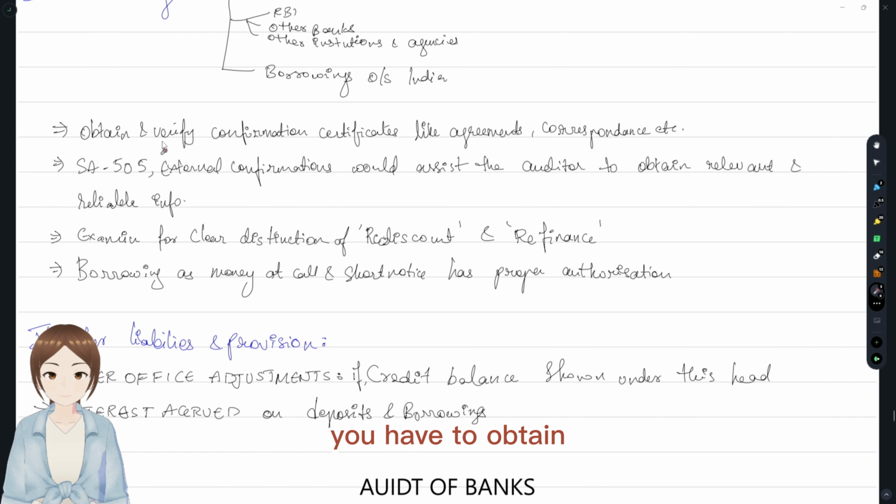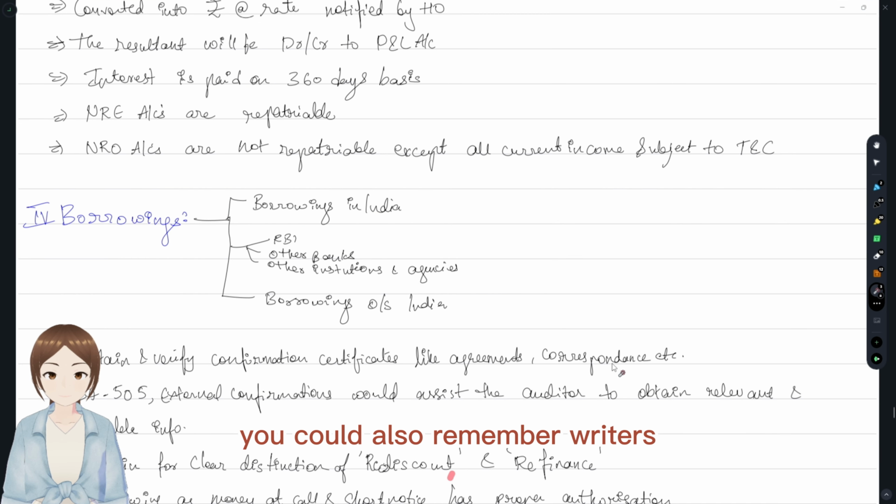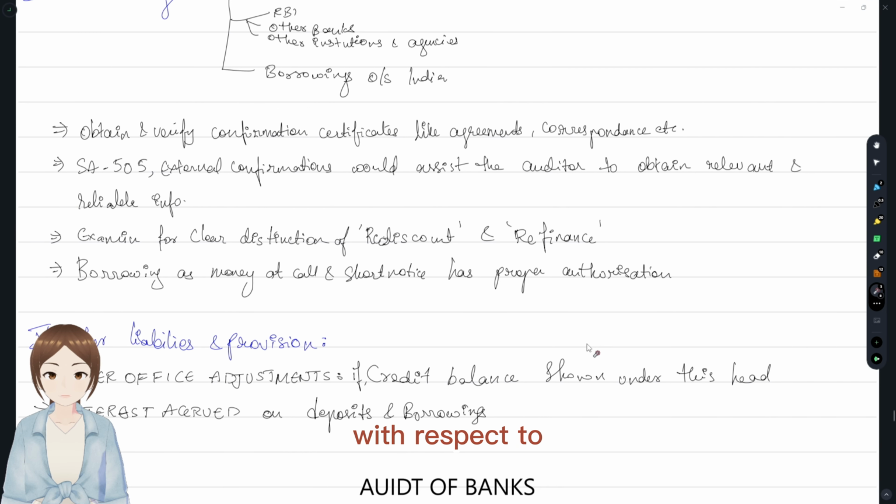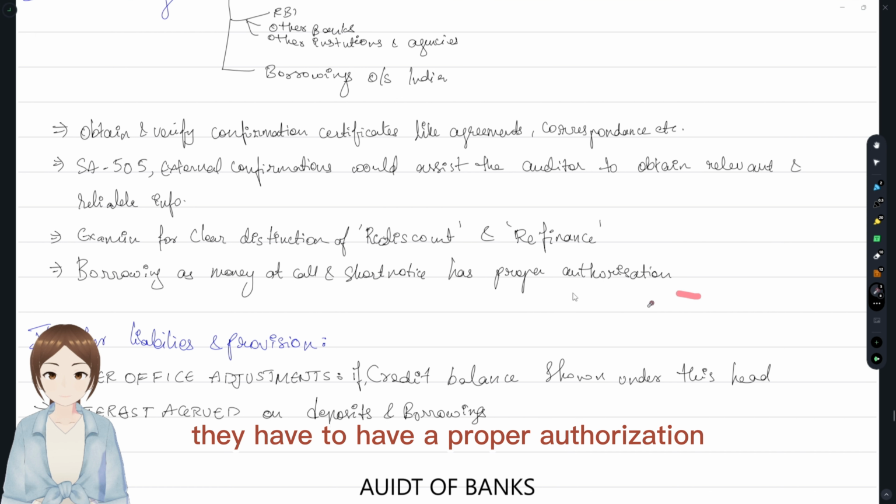What do you have to check? You have to verify the confirmation certificates like agreements or correspondence, and you have to obtain external confirmations like account balance confirmations, etc. You need not remember from here. You could also write it from the balance with respect to RBI, balance with respect to other banks. Examine the clear distinction of rediscount and refinance, and whether borrowing as per money at call and short notice has proper authorization or not. They have to have proper authorization.